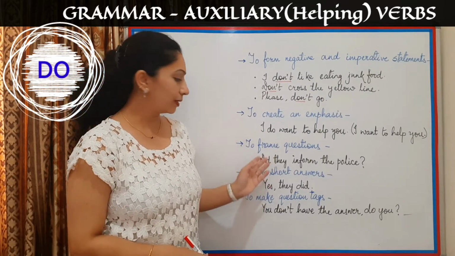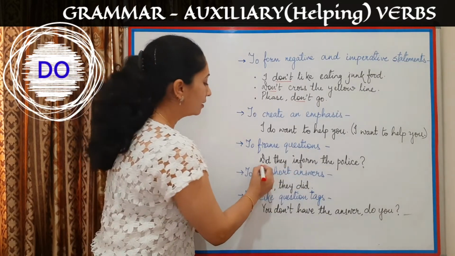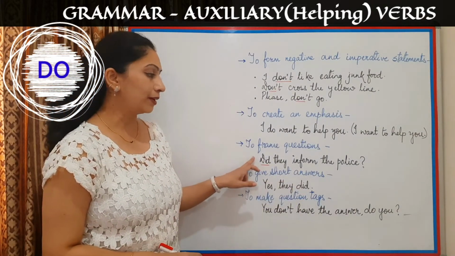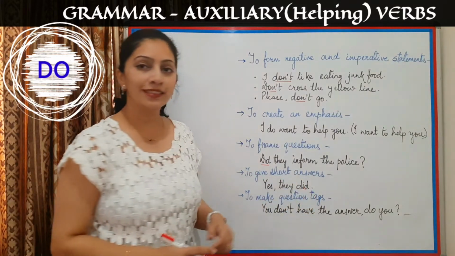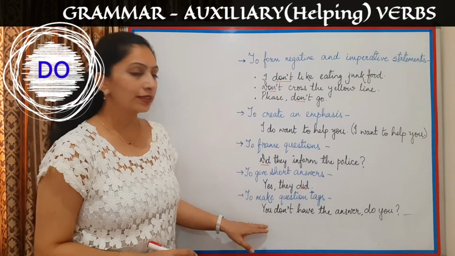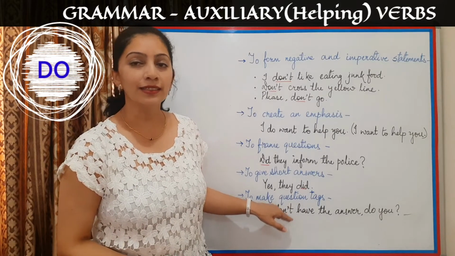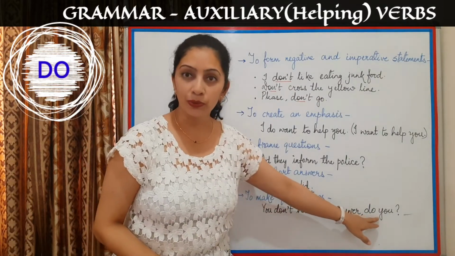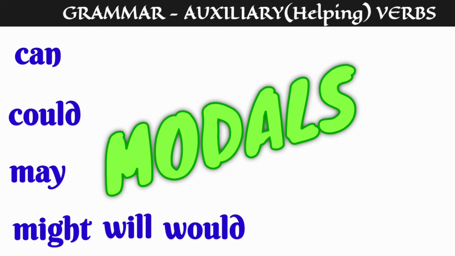To frame questions, you can also use the auxiliary verb did. Did they inform the police? So here did becomes a verb. To give short answers, now to this question, if I want to answer in short, then I can say yes, they did. To make question tags again, since I have the word don't here in the main sentence, I will use that word and make a question tag out of it. You don't have the answer, do you? So now here do can be used in making question tags.